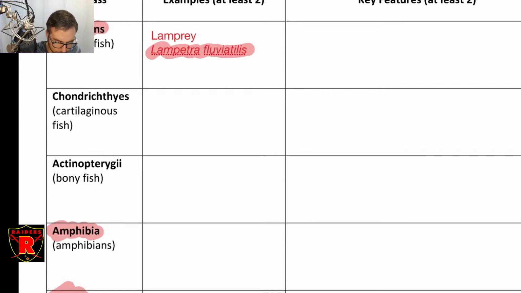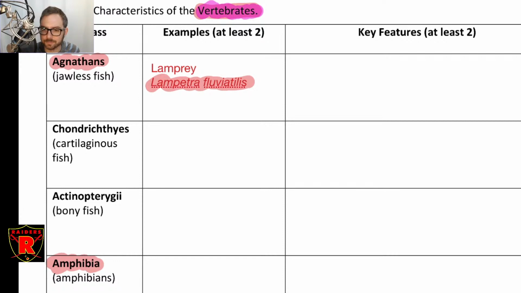Stingrays are cartilaginous too. Okay, so they would probably fit under Chondrichthyes then. Okay, noted. Thanks, Andrea.